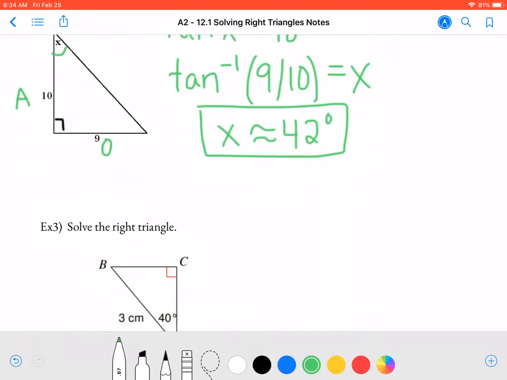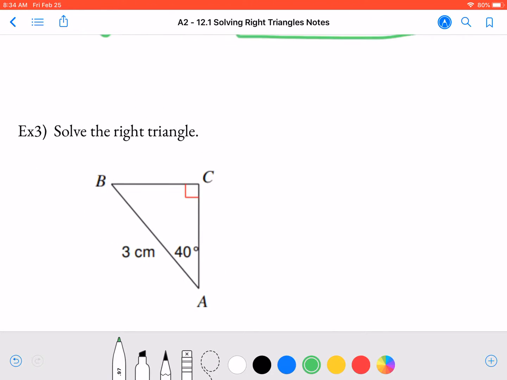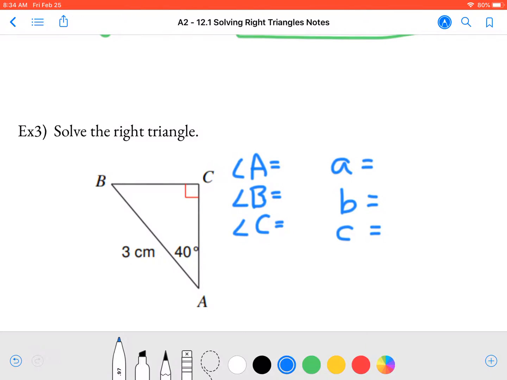Alright, we're going to have to use a combo of both of these for the next two examples to solve the triangle. That means we're finding all the sides and all the angles. So I have angle A, angle B, angle C. I have side A, side B, and side C. A few of the angles are given to us already. Angle A, that's 40. We have angle C, that's 90.